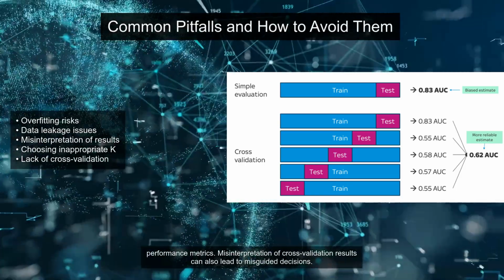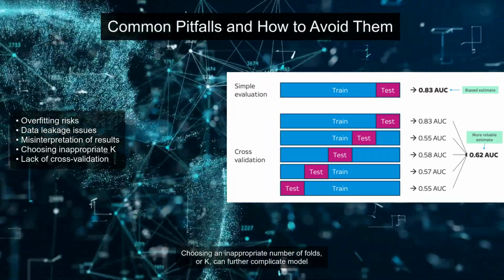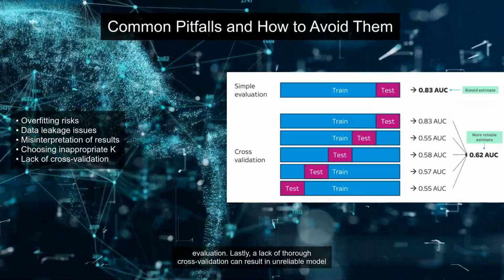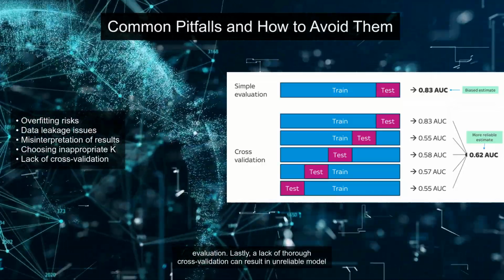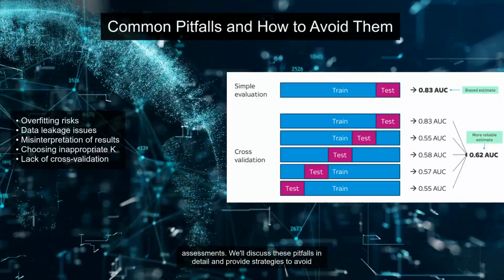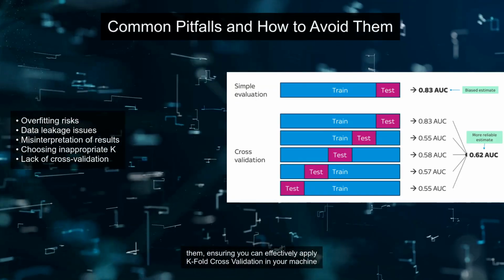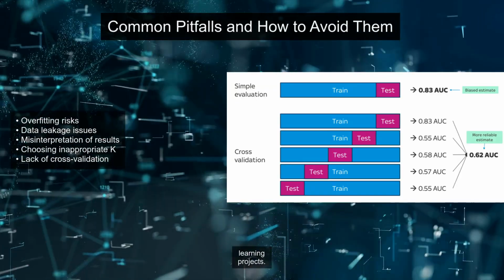Misinterpretation of cross-validation results can also lead to misguided decisions. Choosing an inappropriate number of folds, or k, can further complicate model evaluation. Lastly, a lack of thorough cross-validation can result in unreliable model assessments. We'll discuss these pitfalls in detail and provide strategies to avoid them, ensuring you can effectively apply k-fold cross-validation in your machine learning projects.